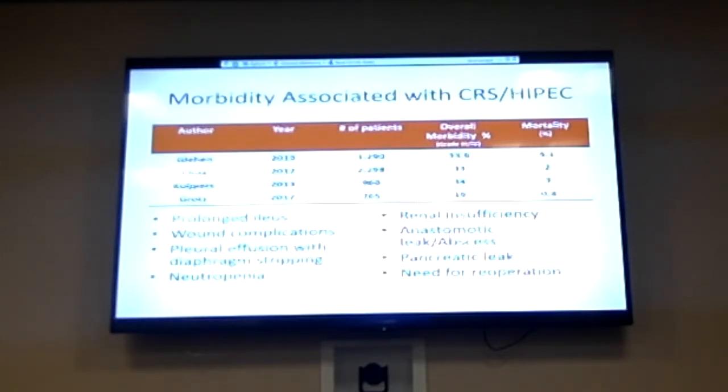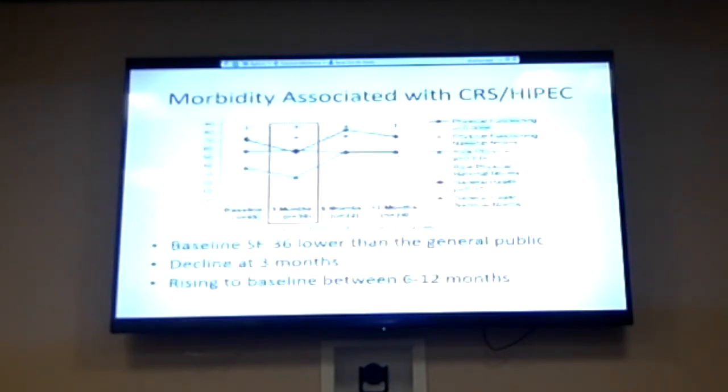So what do they get? They get ileus, like I mentioned, and wound complications. If you do the diaphragmatic stripping, you will almost undoubtedly get a pleural effusion, and that's why we put chest tubes on the side. They'll get neutropenia, renal insufficiency. You always worry about anastomotic leaks or abscess, pancreatic leaks, and then the need for take-back.